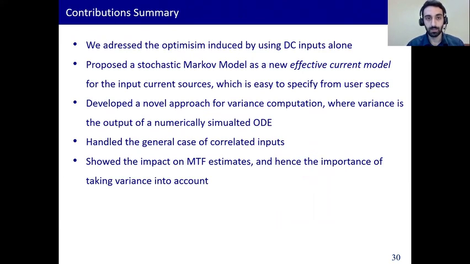To summarize, we have addressed the optimism induced by using DC inputs alone as effective currents. We've proposed a stochastic Markov model as a new effective current model in an easy-to-use mechanism for users. We have also developed a novel approach for variance computation, where variance is the output of a numerically simulated ODE. We have also handled the general case of correlated inputs, and we've shown the impacts on MTF estimates, showing the importance of accounting for variance in EM simulation.